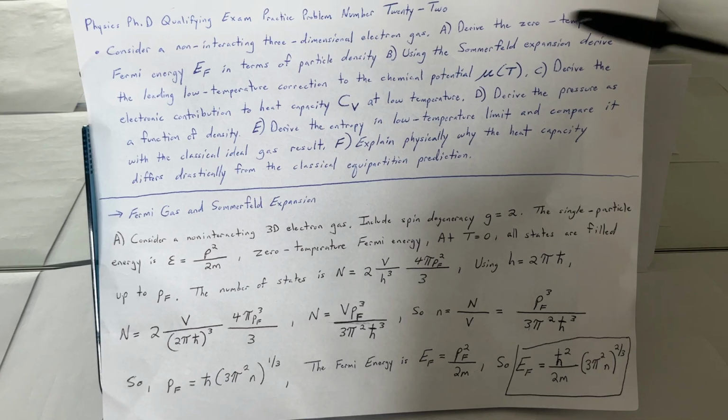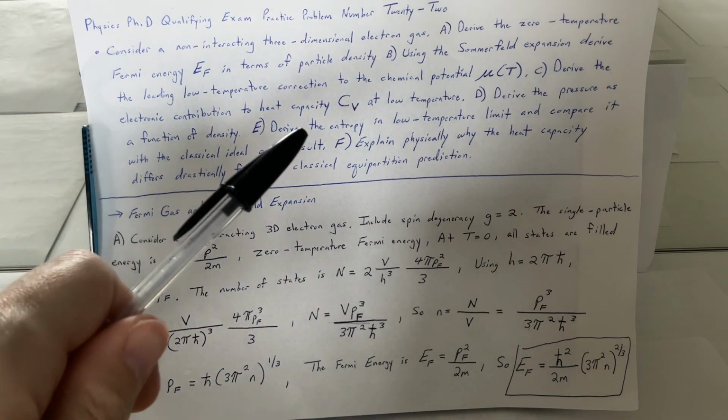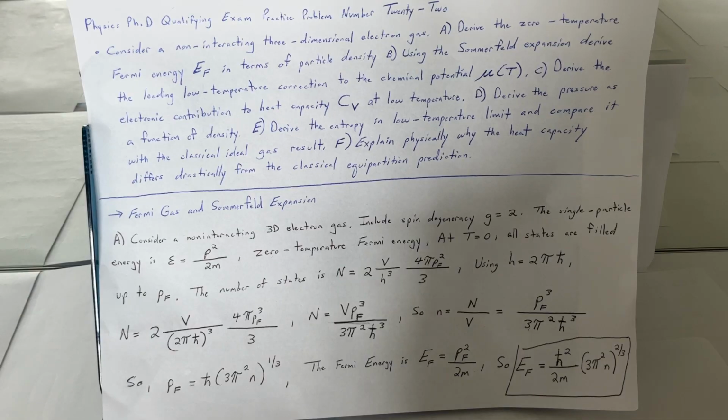Part B, using the Sommerfeld expansion, derive the leading low temperature correction to the chemical potential, mu of T. For part C, derive the electronic contribution to heat capacity, C sub V, at low temperature. For part D, derive the pressure as a function of density. For part E, derive the entropy in the low temperature limit and compare it with the classical ideal gas result. And for part F, explain physically why the heat capacity differs drastically from the classical equipartition prediction.